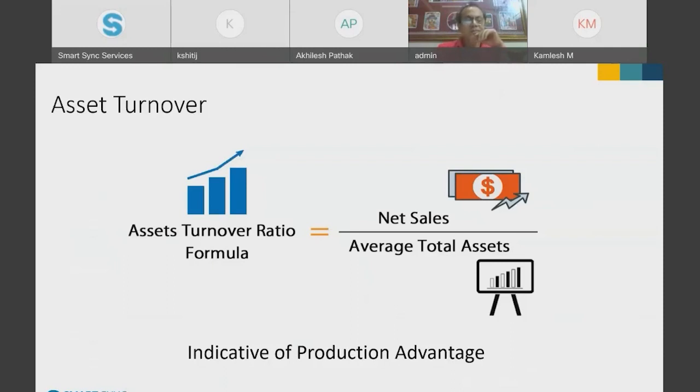So what happens in case of production advantage? There is something you are doing efficiently in your business that helps you in generating more sales given the total asset you have compared to any competitor. That is where you will have a higher asset turnover ratio, right? So as net profit margin was an indicator of pricing and consumer advantage, asset turnover ratio is an indication of production advantage, right?